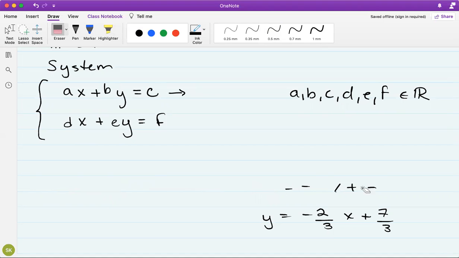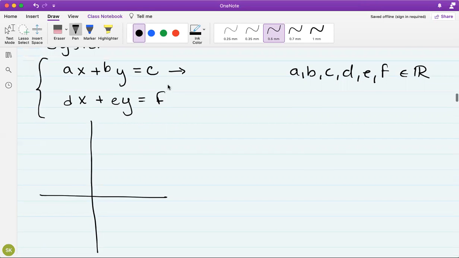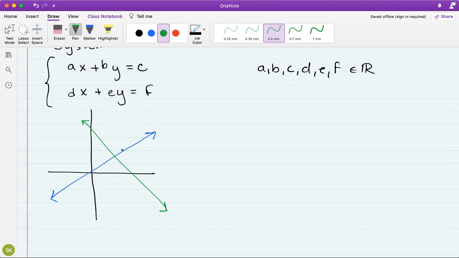So what could happen when we graph this? We're trying to find solutions. There's actually 3 different things that could happen. So our first line, when we graph it, could look something like this. And the other line could look something like this. Of course, they could intersect somewhere else. The slopes could be different, but this is the overall idea. We have 2 lines and they intersect at one point. And that point, you can see, is right here where they cross.